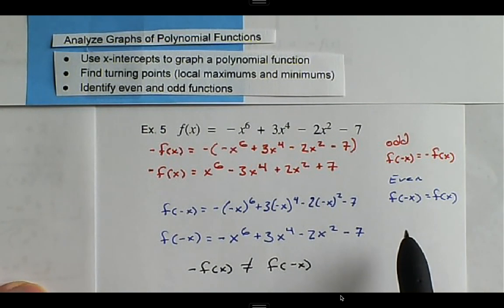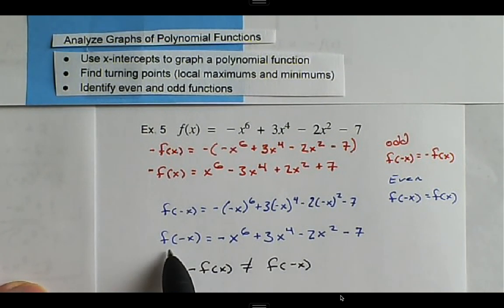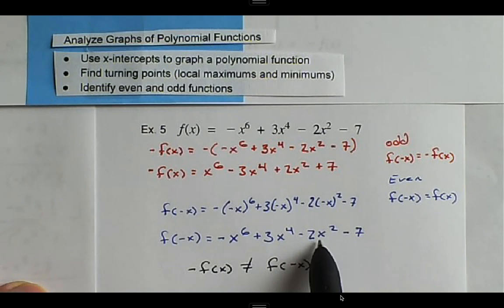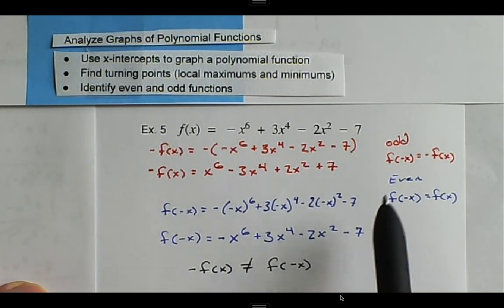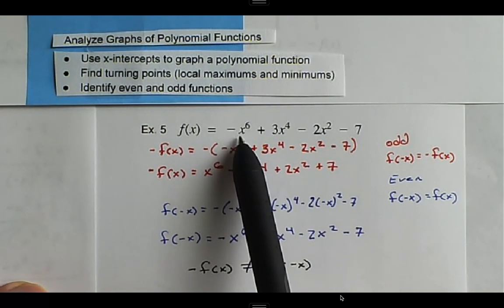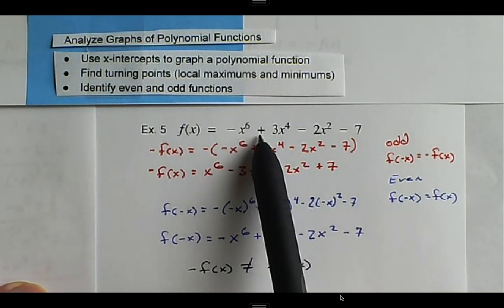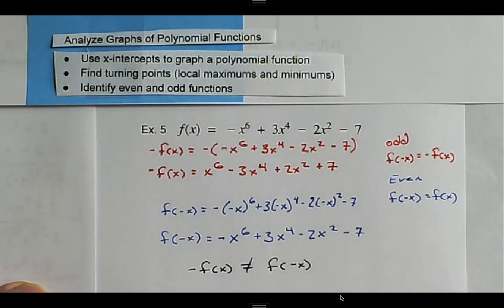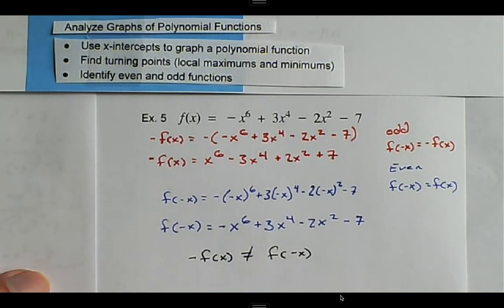And then we can check for even. The function evaluated at negative x is negative x to the 6th plus 3x to the 4th minus 2x squared minus 7. And that's it. So we have negative x to the 6th plus 3x to the 4th minus 2x squared minus 7. And so we do know that the function evaluated at negative x is equal to the function evaluated at x, and so this one is even.